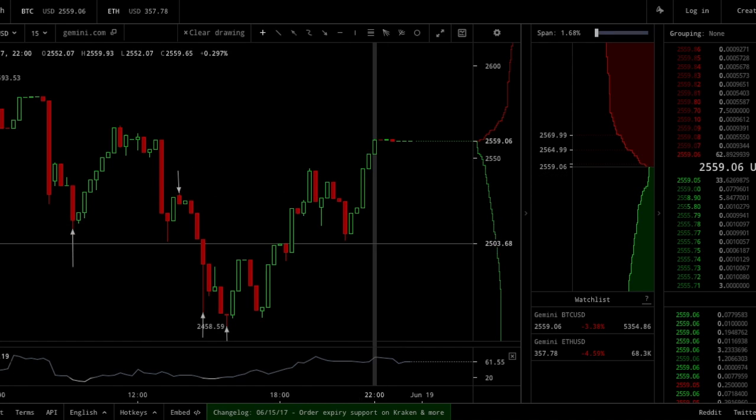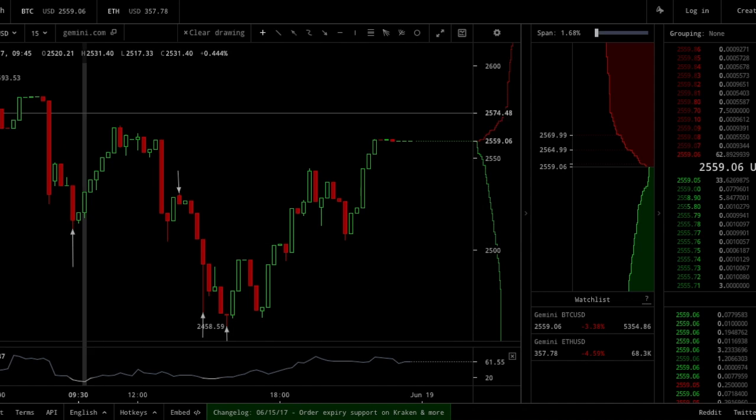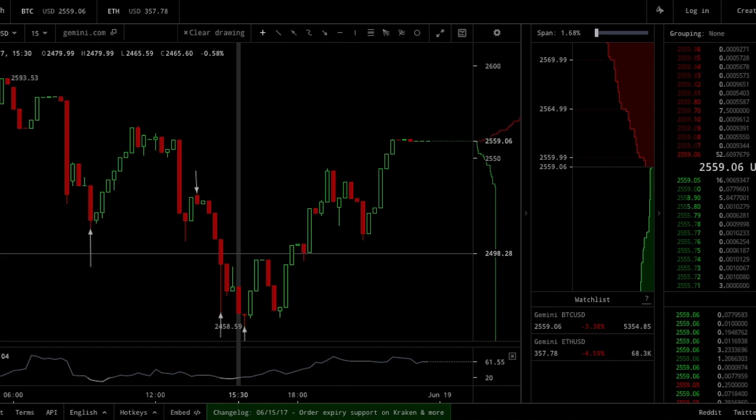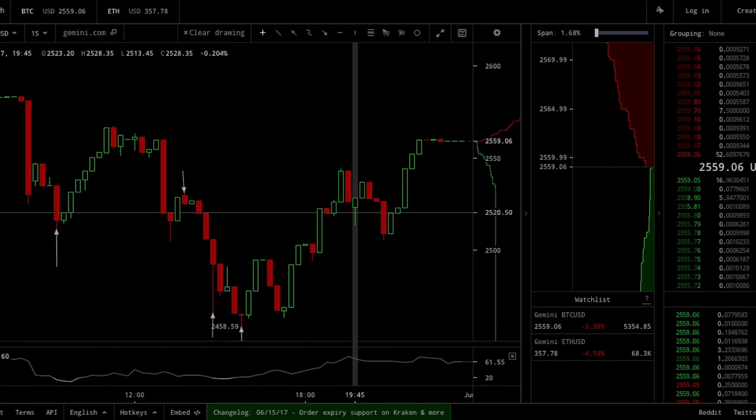So today we're going to be talking about tails and the absence of tails on the 15-minute candlestick of Bitcoin. So first let's go over what a tail is and what it means.